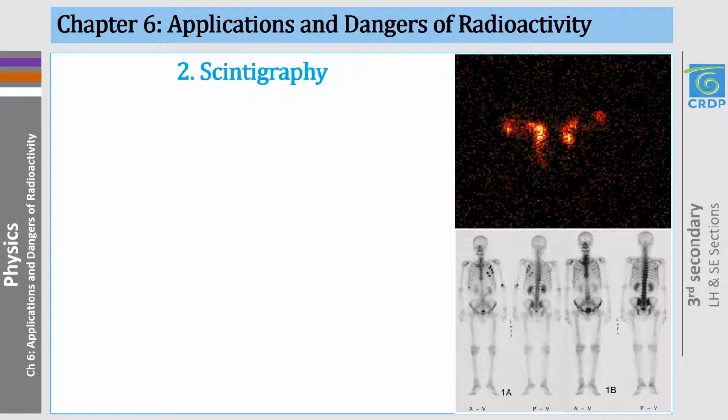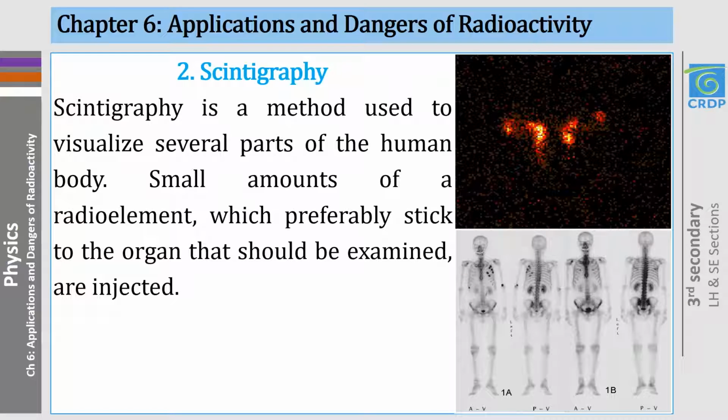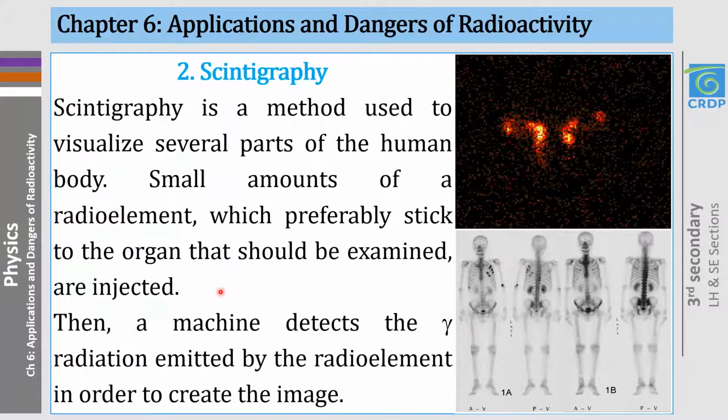Now let's have an idea about the scintigraphy. Scintigraphy is a method used to visualize several parts of the human body, like the lacrimal glands here and the skeleton here. Small amounts of a radio element, which preferably stick to the organ that should be examined, are injected. Then a machine detects the gamma radiation emitted by the radio element in order to create the image.